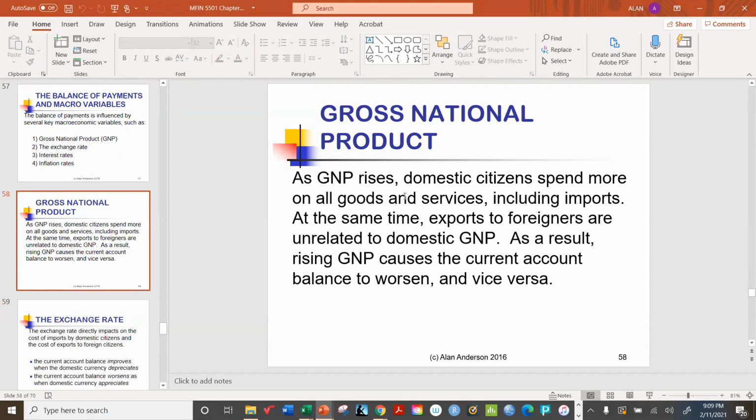So GNP, as GNP rises, domestic citizens spend more money on all goods and services, including imports. But our exports are not affected by our own domestic growth. So the faster our economy is growing, all other things being equal, the worse will be our trade deficit and our current account balance. Now, we've already had this discussion before. So in a way, this is kind of working against us. More rapid growth will actually harm our trade deficit because we'll buy more from foreigners when we have more wealth. But at the same time, though, they will not necessarily buy more from us.